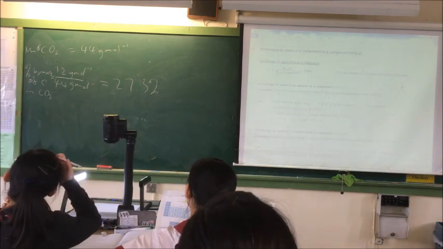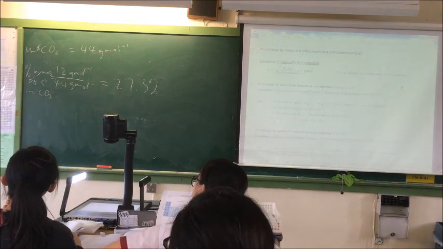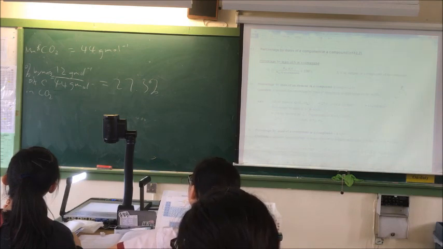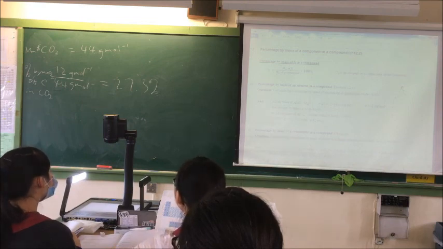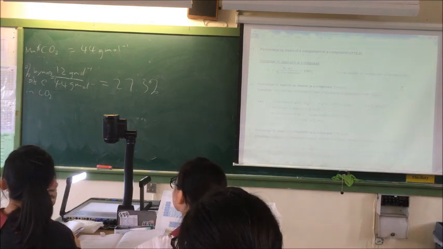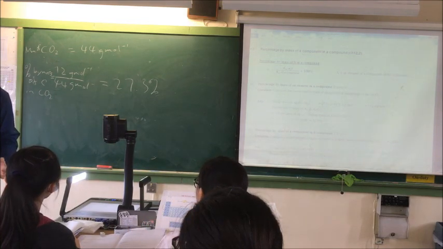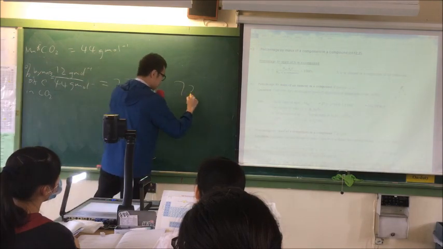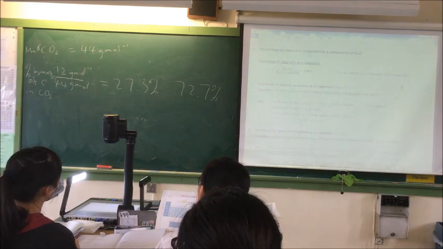So that means if we have 100 grams of carbon dioxide, how many grams will be carbon? 27.3 grams will be carbon. If there are 100 grams of carbon dioxide, 27.3 grams will be carbon. And how about oxygen? There will be 72.7% of oxygen in terms of mass. Okay, understand? Okay?